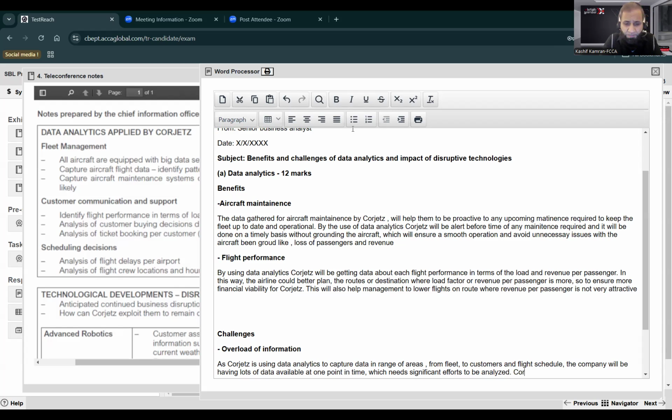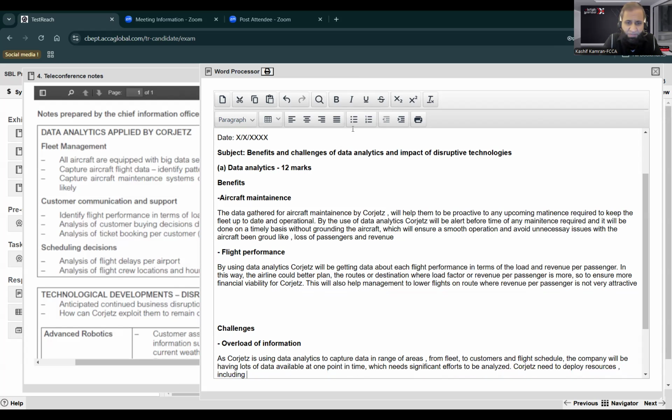Corjets need to deploy resources, including systems, to properly analyze the trends in data and to make reports for the management to study them in taking decisions.